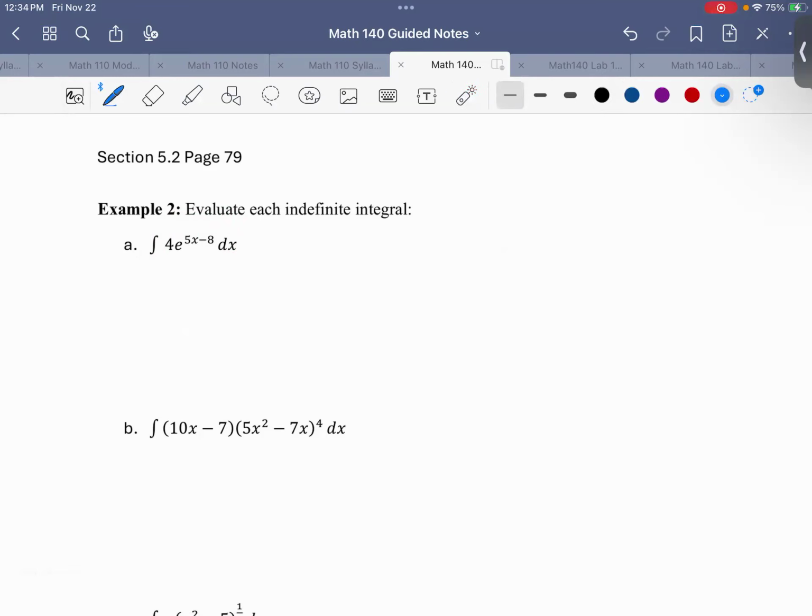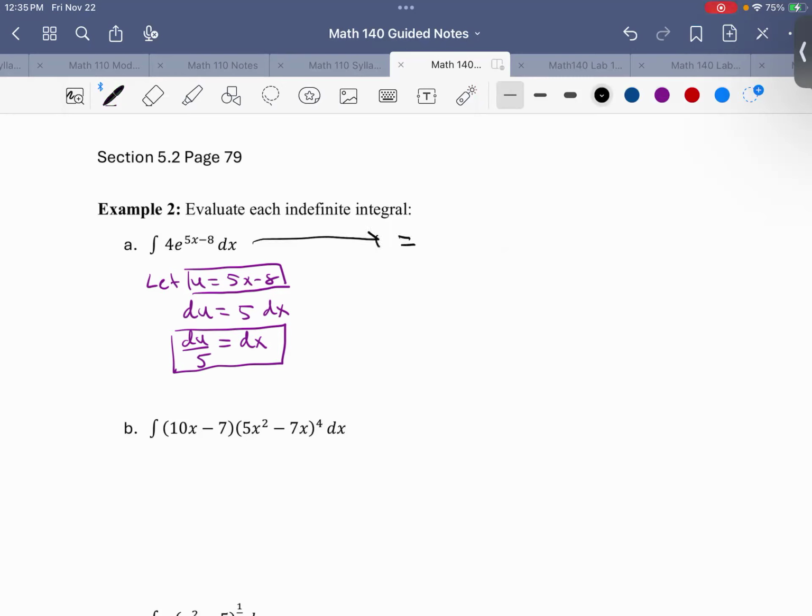So here what we're going to do is let u equal 5x minus 8, and we're going to take the derivative of u. So this would be 5 dx. We're going to move 5 over to the left side. So what we'll end up with is dx equals du over 5. And so I'm going to plug in this u and this du over 5 into our integral.